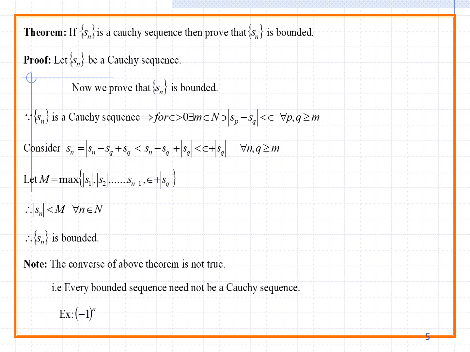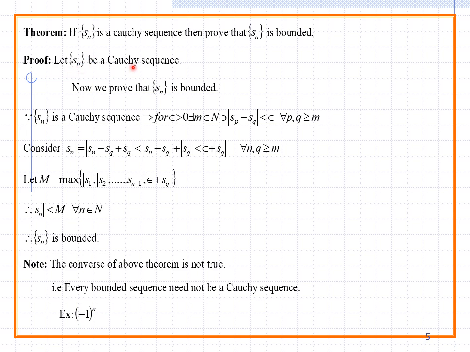If Sn is a Cauchy sequence, then prove that Sn is bounded. So for a Cauchy sequence, what can you prove? Bounded. Bounded means you have a lower value and at the same time an upper value. By the Cauchy condition, modulus Sp minus Sq is less than epsilon. Modulus Sp is there, so automatically a lower value is there and at the same time an upper value is there. Simply, it is bounded. So let us see the proof.